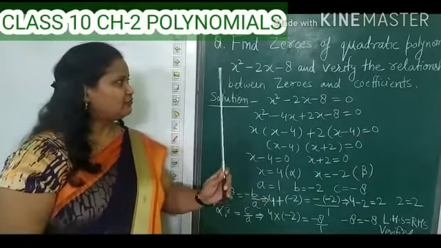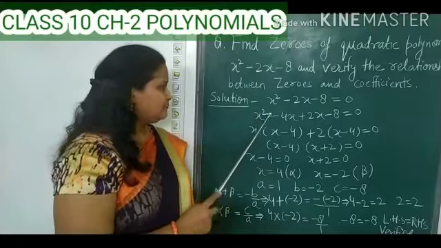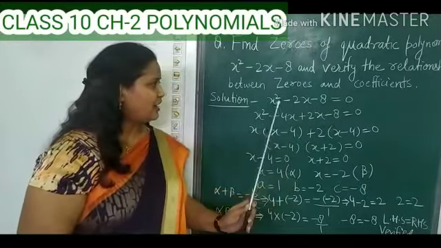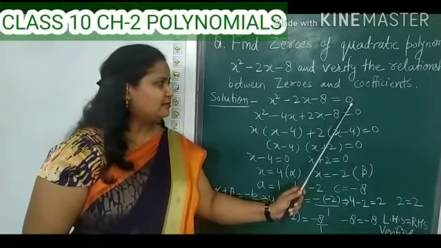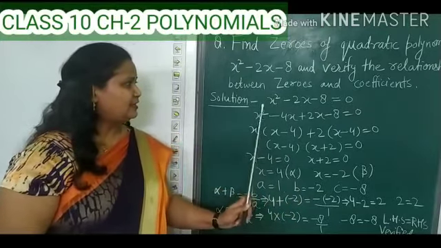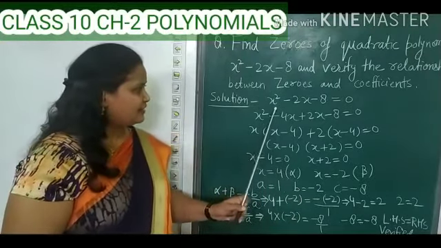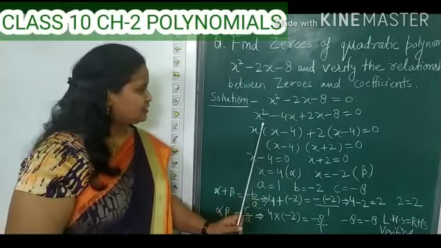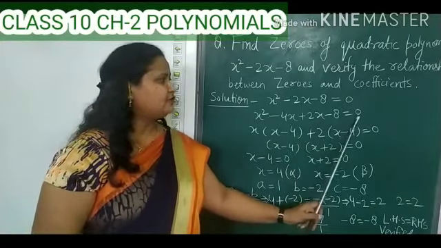So children, first of all we are supposed to find the zeros of the given polynomial. So here I have kept this polynomial equal to 0. So x square minus 2x minus 8 will become equal to 0. Now we are to factorize this quadratic polynomial by the method of splitting the middle term. So when I factorize this polynomial by splitting the term, I get the expression x square minus 4x plus 2x minus 8 equals to 0.